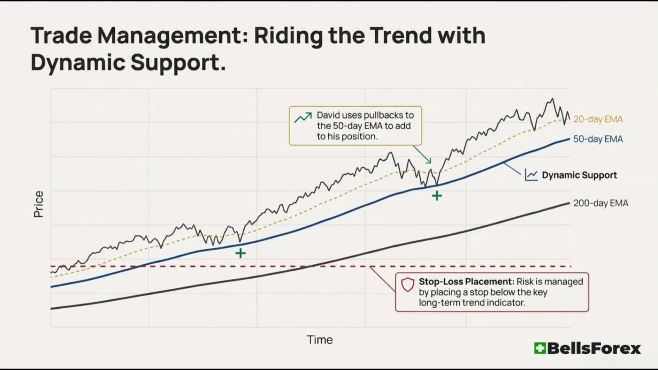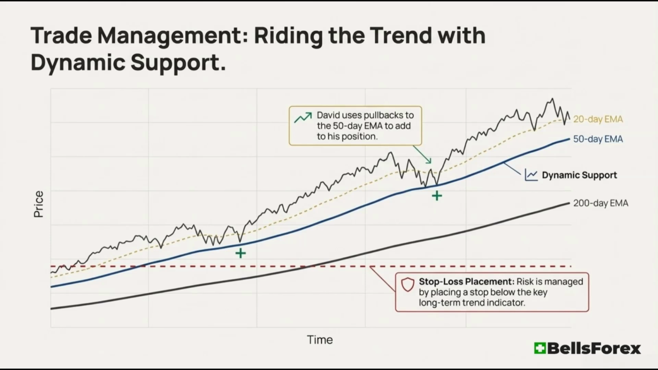Absolutely. Step 3, proactive risk management. As the market rose, David used the 50-day EMA as his active dynamic support level. So when the price rallied and then pulled back toward that 50-day line, he saw it as a healthy correction, not a reversal, and he strategically added to his position. And the stop loss. That has to be tied to a major structural level, right? It was. His safety net, his stop loss, was placed safely below the 200-day EMA. He was essentially telling the market, if the long-term trend fails, I'm out of this trade entirely. It defined his maximum risk before he even got in.